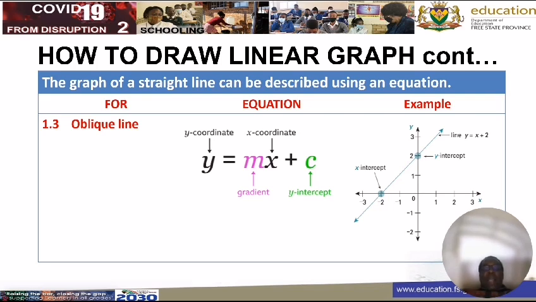If you look at an example, in this line graph, it is y equals x plus 2. And this point 2 on the vertical line, on the y-axis, is our y-intercept. This point on the horizontal line, on the x-axis, is our x-intercept.